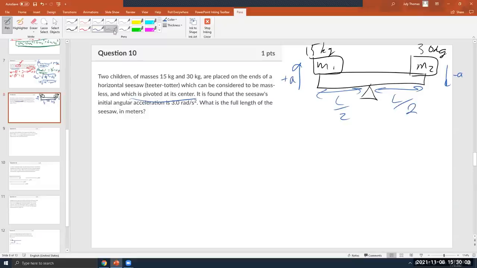And the one thing that we need to keep in mind is that the thing that will be the same for both of these people, since they're sitting on a seesaw, is that they're going to have the same alpha. So alpha 1 is equal to alpha 2. The same angular accelerations, because they're on this seesaw that is rotating around its pivot down here.